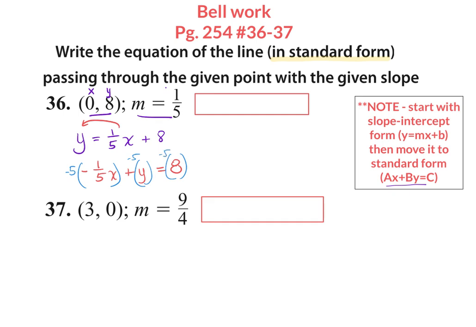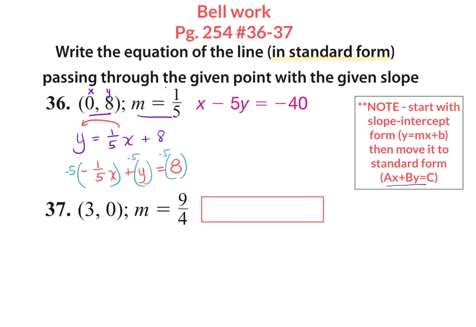All right. Once I do that, I will have this in standard form. So my negative 5 and 1/5 will cancel out to just 1. Negative 5y, and negative 5 times 8. So when you did this one, you would have gotten 1x minus 5y equals negative 40.